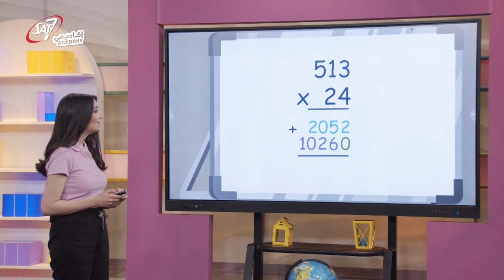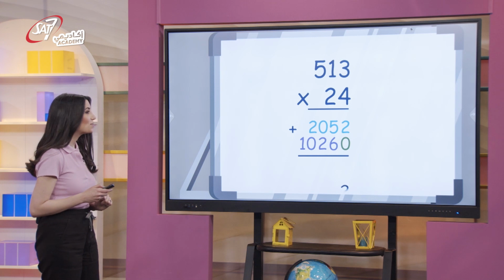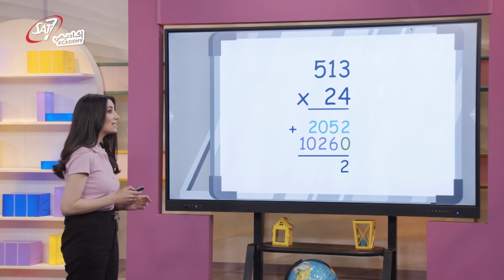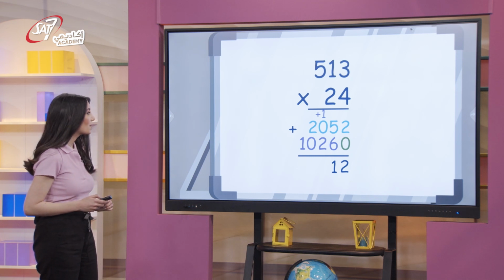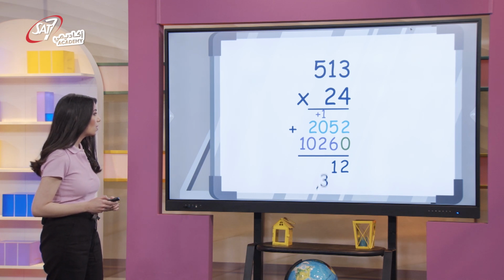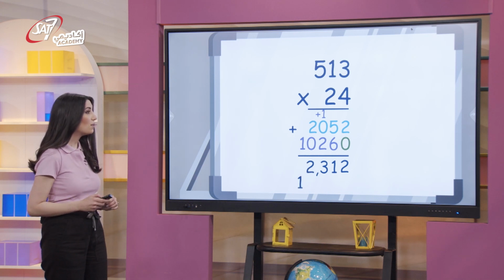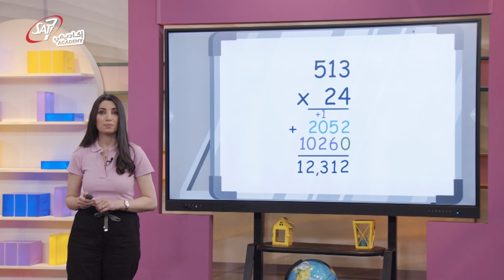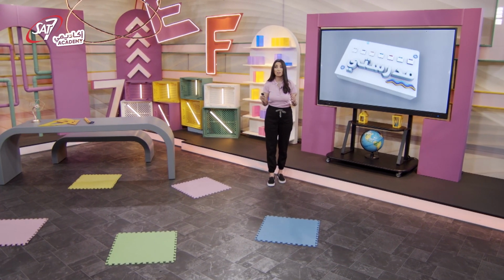2,052 plus 10,260. 2 plus 0 equals 2. 5 plus 6 equals 11. 1 plus 0 plus 2 equals 3. 2 plus 0 is 2, and then we add the 1. 12,312. In this episode, we learned different ways to multiply big numbers.